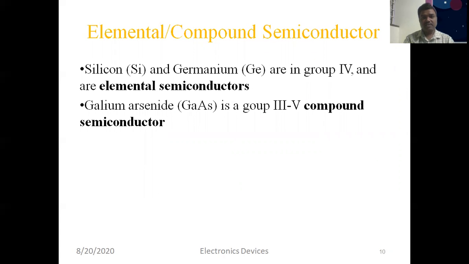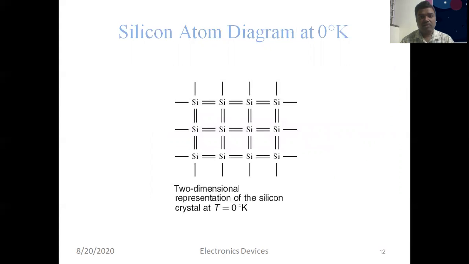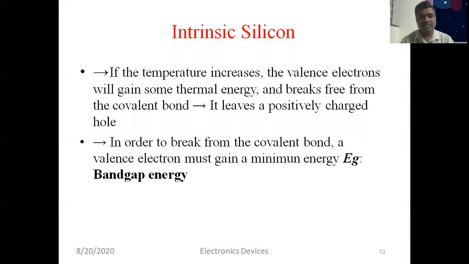Okay, these are the various elements of semiconductors. More popularly used are silicon and germanium. These are the semiconductor materials. All the transistors and electronic devices are fabricated using silicon and germanium. This is a silicon atom diagram at 0 degrees Kelvin.